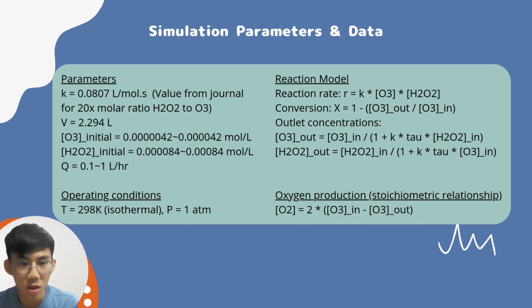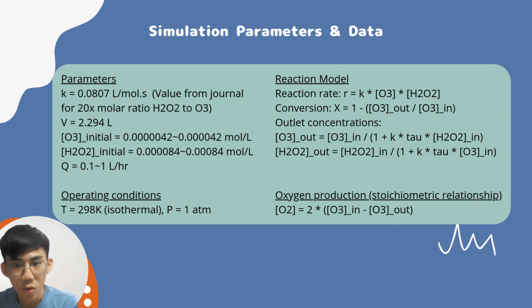For the MATLAB simulation, the parameters used were K equals 0.0807 liters per mole second, a V of 2.294 liters, and O3 initial concentration between 0.2 and 2 milligrams per liter, and the H2O2 concentration of 20 times the concentration of ozone. The flow rate was measured between 0.1 and 1 liters per hour. The operating conditions were 288 kelvins at 1 atmospheric pressure.